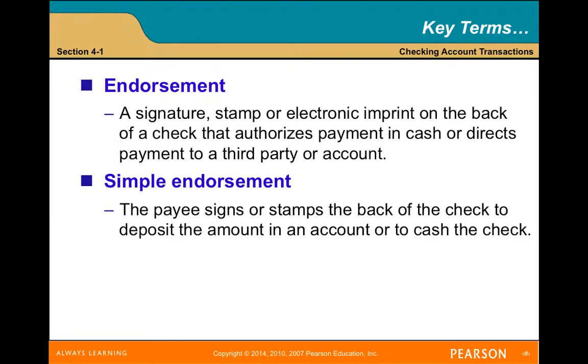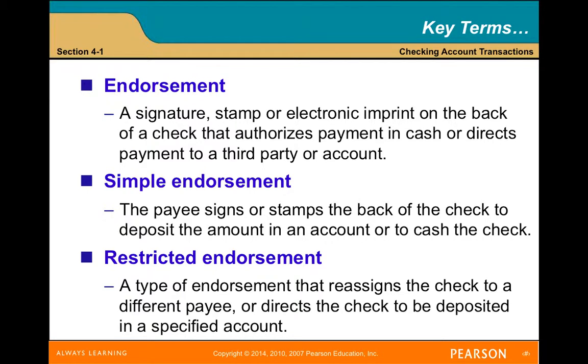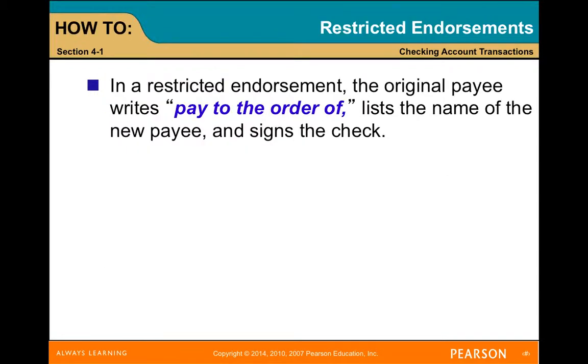Simple endorsement: the payee signs or stamps the back of the check to deposit the amount into an account or to cash the check. Restricted endorsement: a type of endorsement that reassigns the check to a different payee or directs the check to be deposited in a specified account.